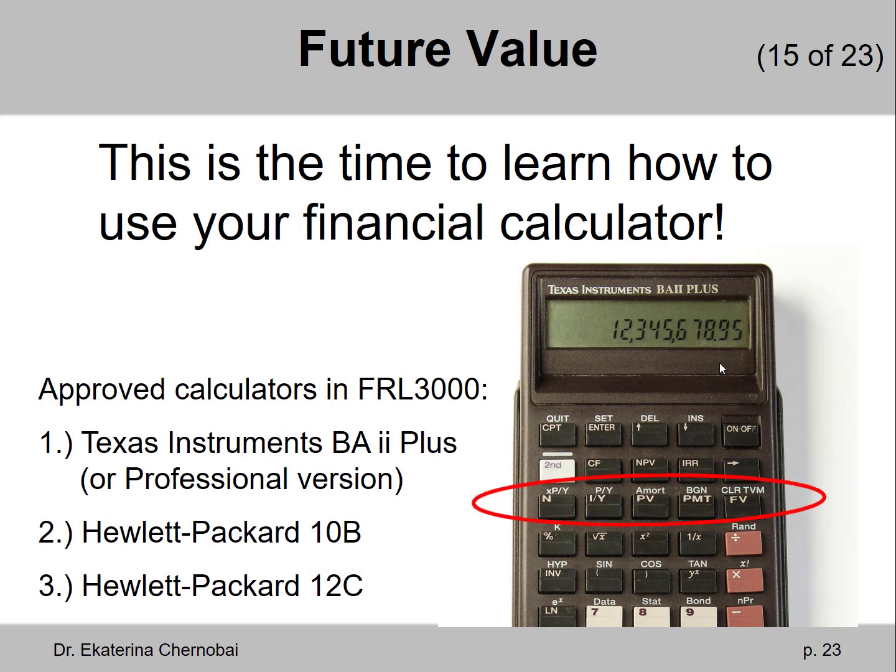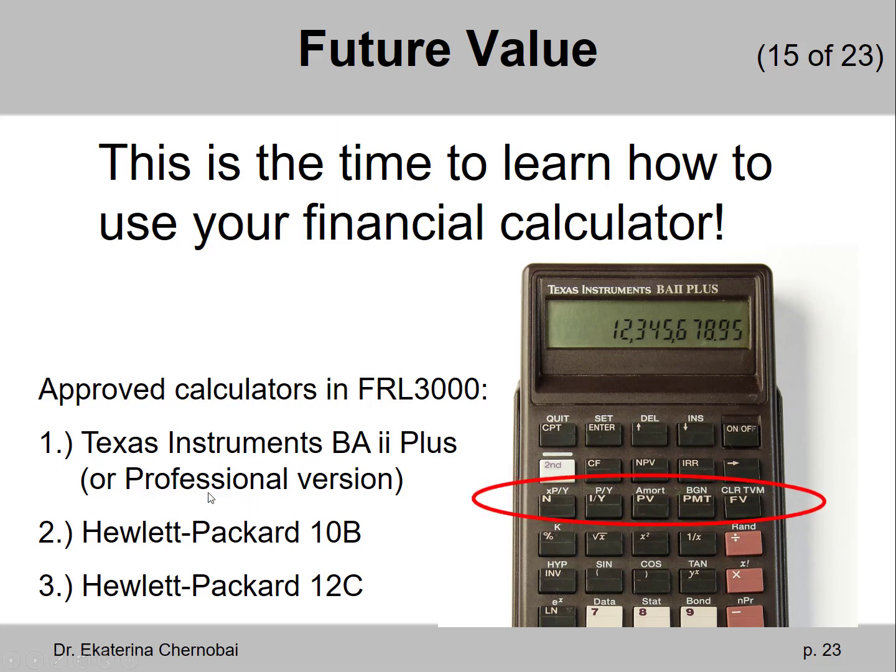And now, time to learn how to use the financial calculator. This is the list that is also in my syllabus. 3 financial calculators which are allowed in FRL 3000 class. 1. Texas Instruments BA II Plus or a professional version, which allows for more numbers on the display and a couple other features that technically we don't need. 2. Hewlett-Packard 10B. 3. Hewlett-Packard 12C.